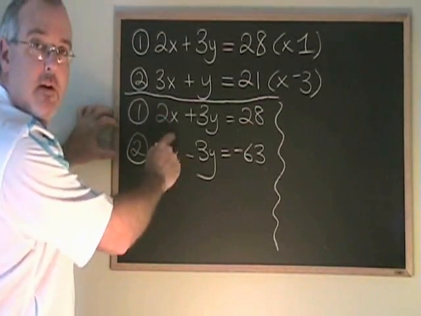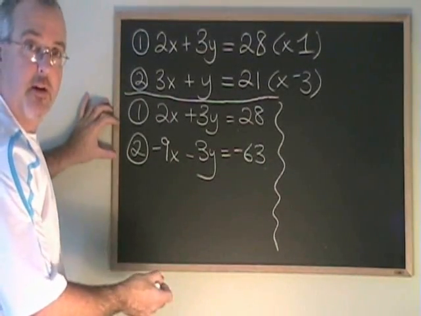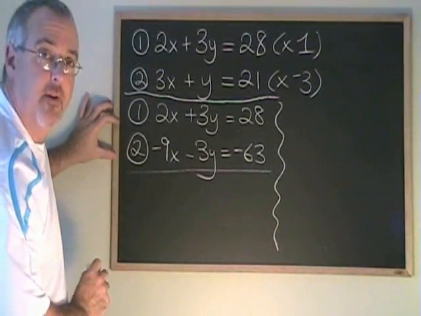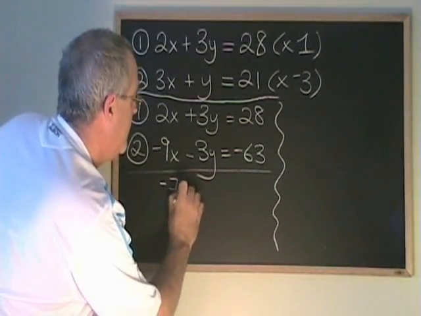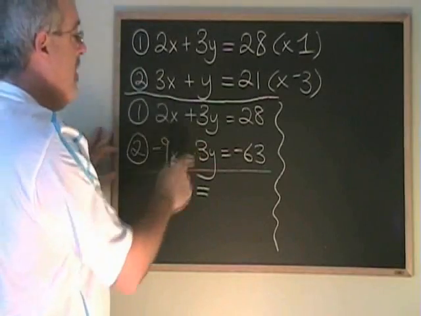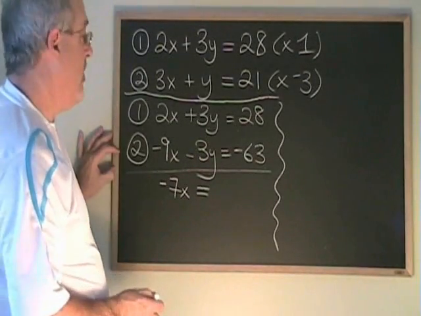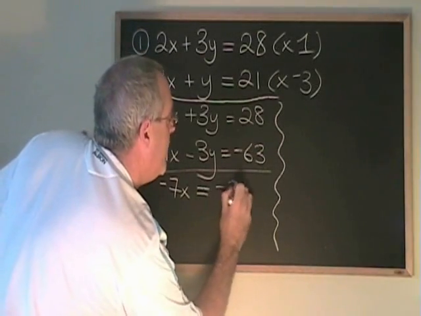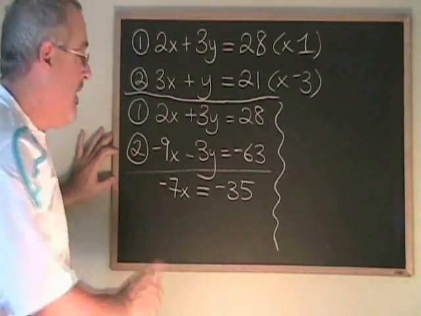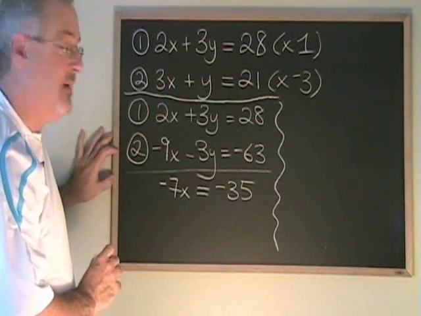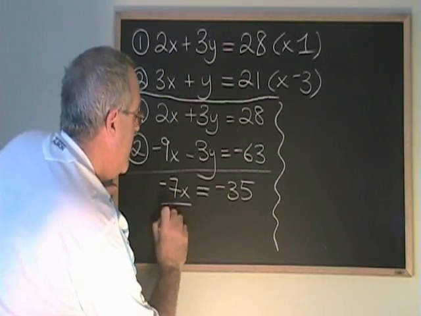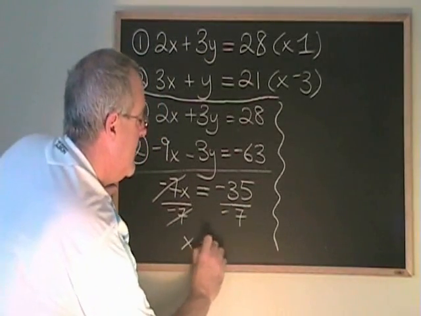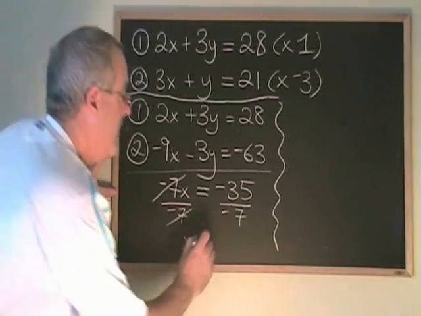Now, working with this new version of our equations, we can do the addition step that we learned before. If we add these, 2x plus negative 9x is equal to negative 7x. 3y plus negative 3y cancels. We've gotten rid of our y's. And 28 plus negative 63 is equal to negative 35. Now we have that single equation with a single variable that is so easy to solve. If we divide both sides of this by negative 7, these cancel, our x is isolated, and negative 35 divided by negative 7 is positive 5.